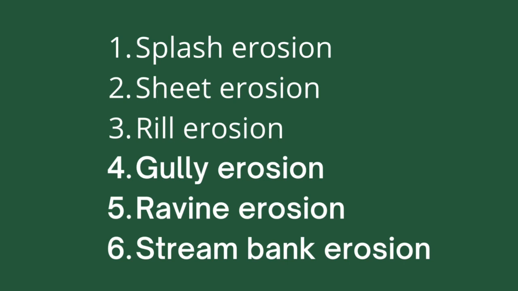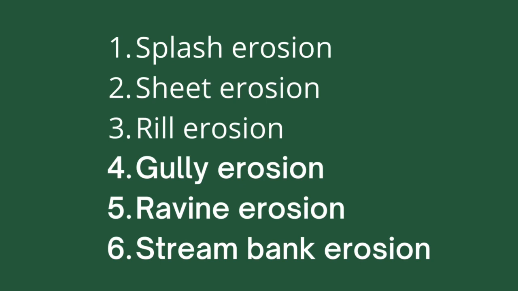Sheet erosion, we cannot identify sheet erosion, right? That is why it is most dangerous. This type of erosion is more serious on black and red soil. Third phase is rill erosion. Here small channels of less than 30 centimeter deep are formed. If we do not control sheet erosion or splash erosion, then rill erosion happens.